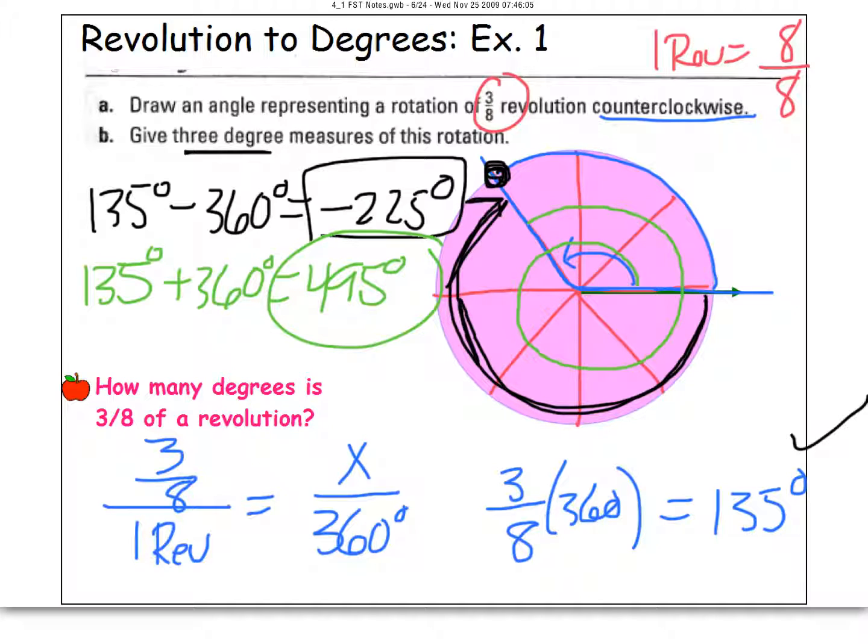The key to doing this is that you can add as many circle rotations to it as you want. So I could do 2 of these, 3 of these, 4 of these. I can also subtract as many circle rotations as I want from it. It's up to me in finding the different magnitudes that will land me at the same spot.